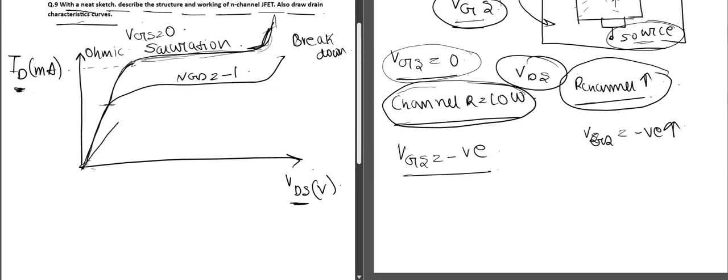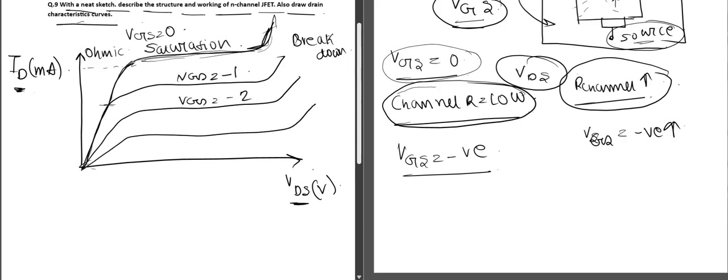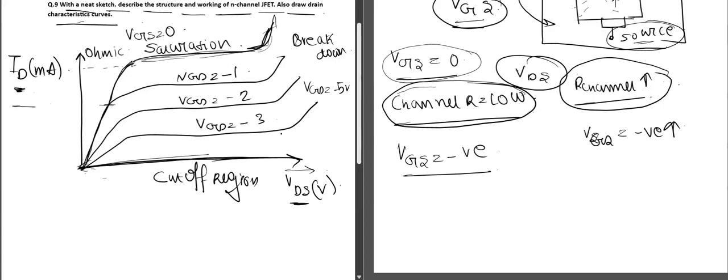Similarly, if we apply VGS equal to minus 2 volt, we will get a curve like this. Similarly, as we decrease the gate to source voltage, we will get a decreased value of current. After doing this up to a certain step, almost around VGS equal to minus 5 volt, we won't get any current. At that time it will be our cutoff region. The current will be this straight line along the x-axis, because as VDS is increasing, the value of ID will remain the same, which is 0. So this is the cutoff region.